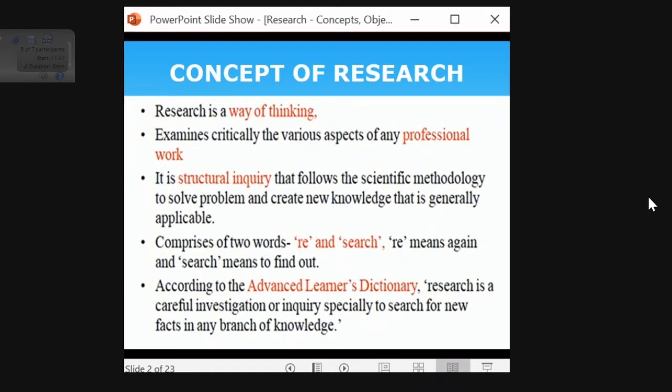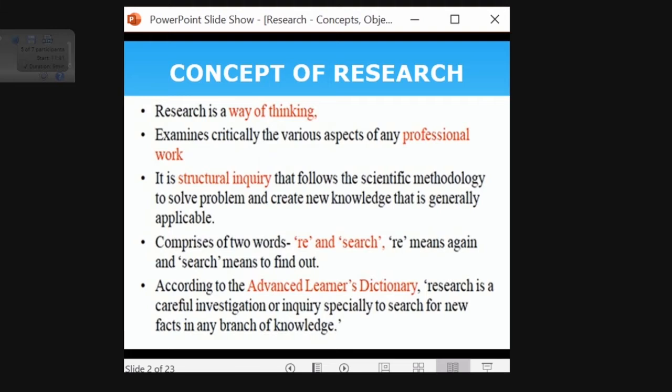It's a structural inquiry that follows scientific methodology to solve a problem and to create new knowledge that is generally applicable. In the previous class, I told you what a scientific procedure is: steps and rules to follow. Research is also like that. You follow certain rules. You will not directly write the findings and results. It should follow a systematic procedure. It's a structural inquiry, so it should have a proper formal structure from top to bottom.